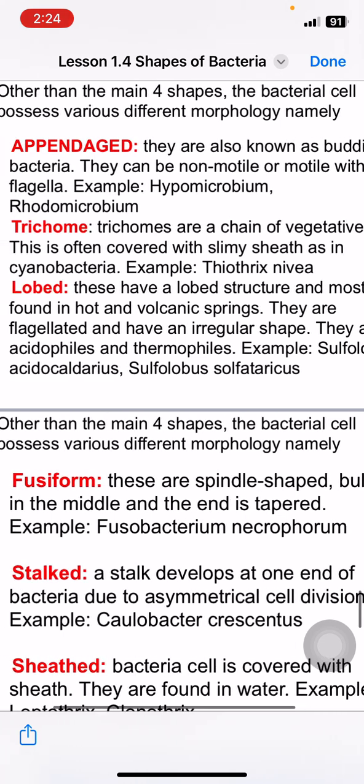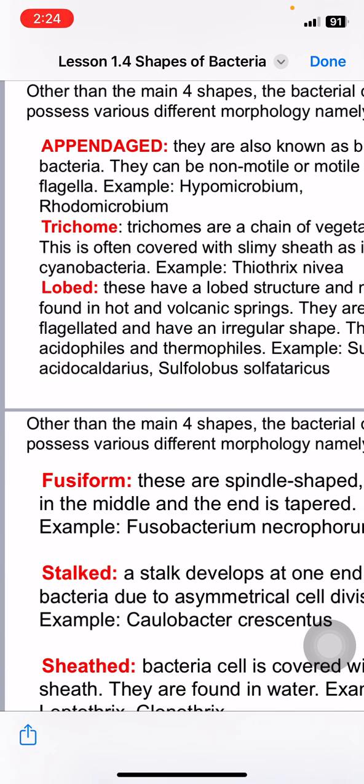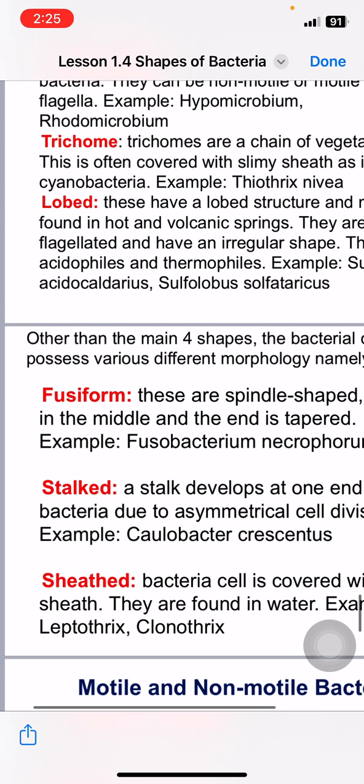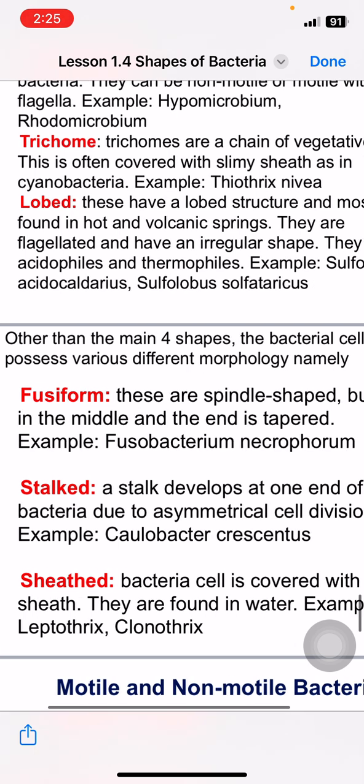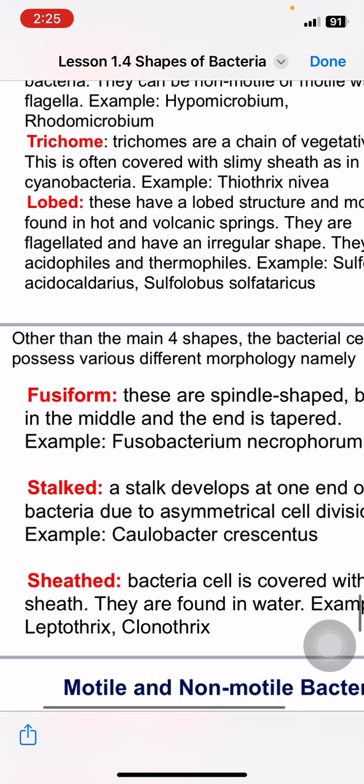One good example of it is acidophiles and thermophiles, because in our previous lesson we already learned what acidophiles and thermophiles are, diba? These are bacteria that can be found in hot springs, or areas that are very hot or warm. Okay, so now let's move on to another shape in bacteria, and that is fusiform or falciform. Fusiform or falciform is a spindle shape. When we say spindle, it is like a spiral that bulges in the middle and is tapered at the end.